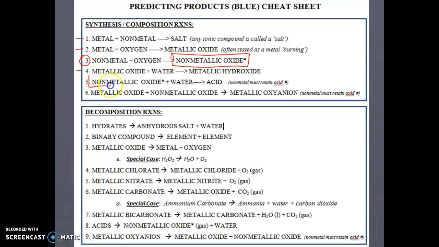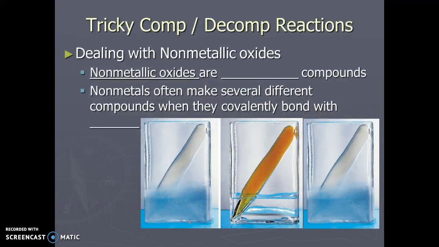Notice we also have non-metallic oxides here in number 5. For the decomposition reactions, there are a couple of cases down here where we have non-metallic oxides in number 9 and the same thing in number 8. So notice we have asterisks by those in our sheet. That's because these ones are a little bit extra tricky. So let's show you how you can figure these out. The reason these are a little bit tricky is because they are not ionic compounds, they are covalent compounds.